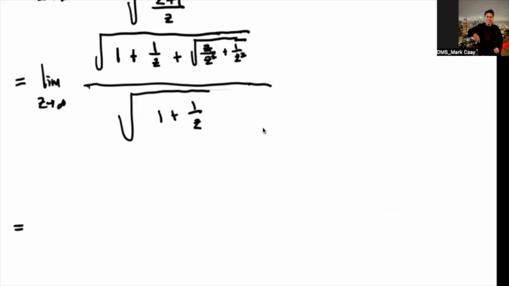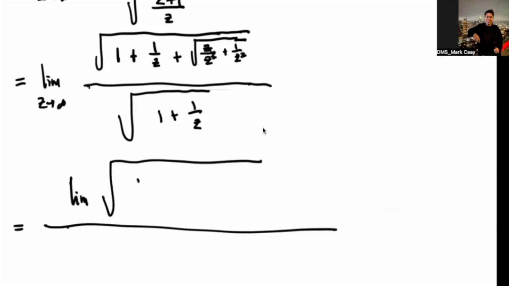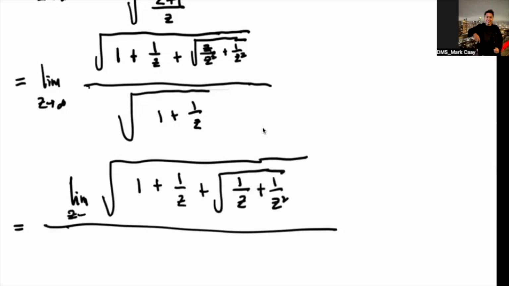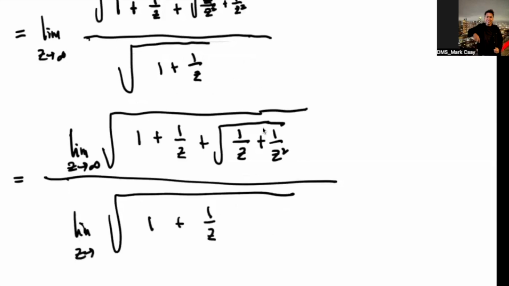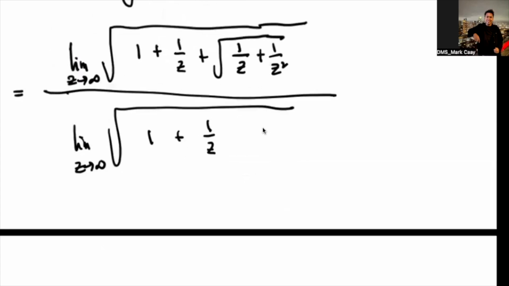So, this means that this is the limit of the square root of 1 plus 1 over z plus the square root of 1 over z plus 1 over z squared, as z approaches infinity. And also, this is the square root of, meron tayong limit dyan, 1 plus 1 over z as z approaches infinity. Meron tayong ganun, no?